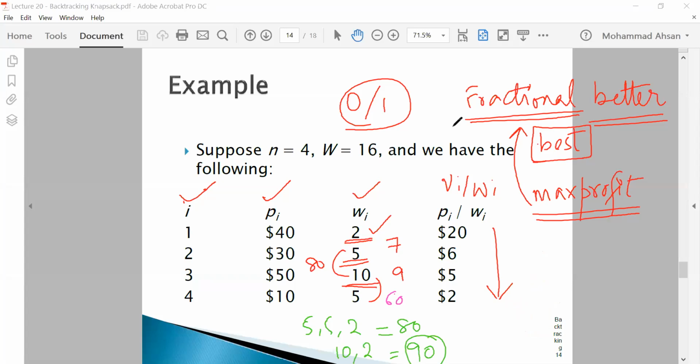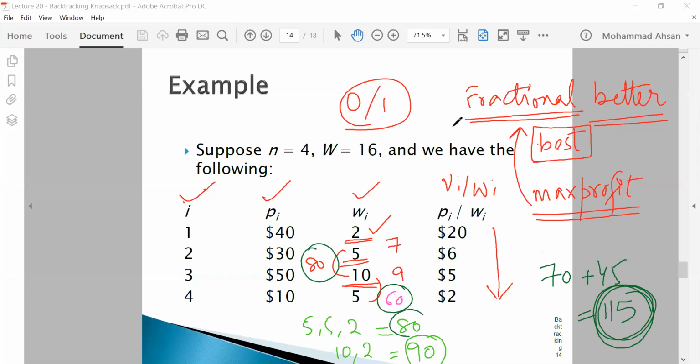In fractional, when we are picking the first two items, we get 70 plus 45. So we are actually getting 115. So 115 is the maximum profit. And here you see in 0 1, you get either 60, 80, 80 and 90. So obviously 90 is the highest the 0 1 knapsack will give you. So 115 is the maximum profit for fractional knapsack for this same problem.